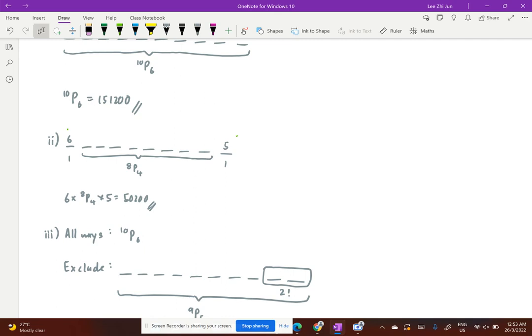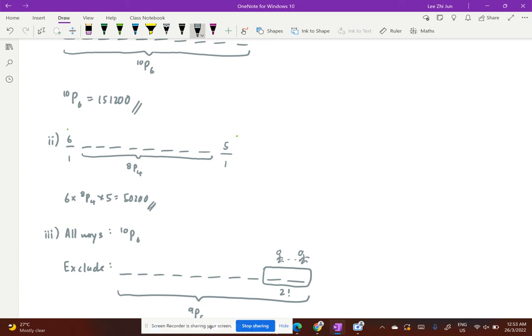So it's hard to calculate, so for me I just use this method. I use all the ways, excluding the ways where the two particular students sit together. It's also the same because they cannot sit together, right? So I always arrange all, minus the chance that the two particular students sit together.